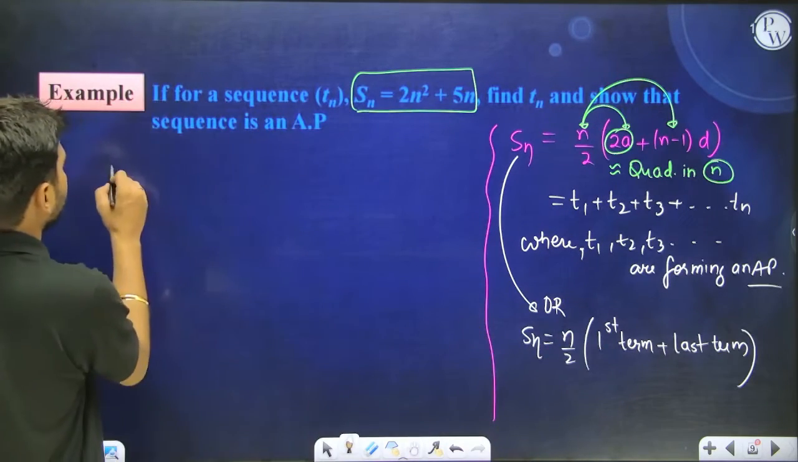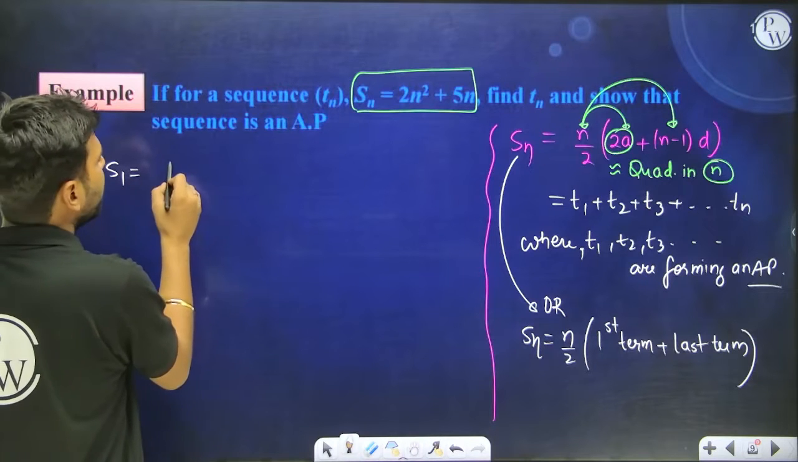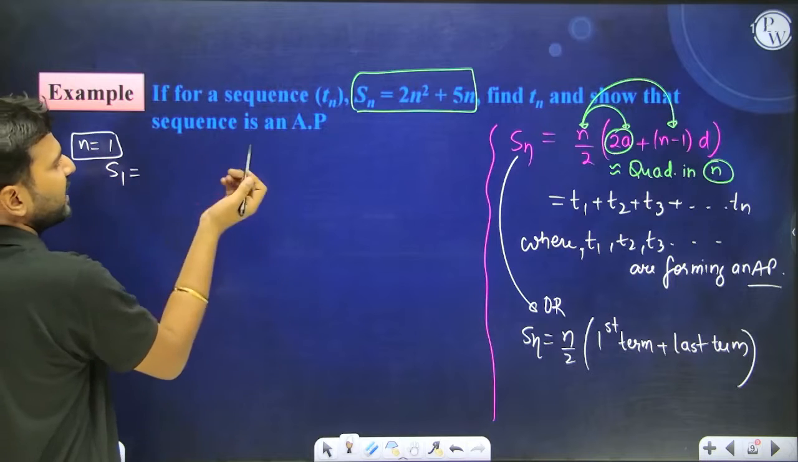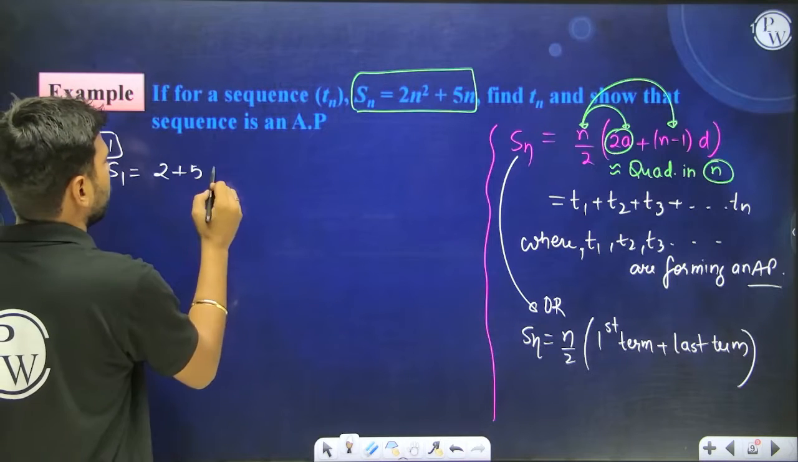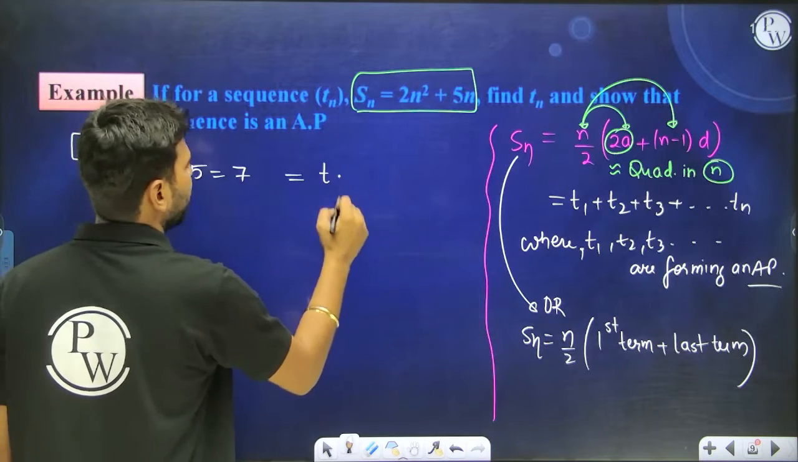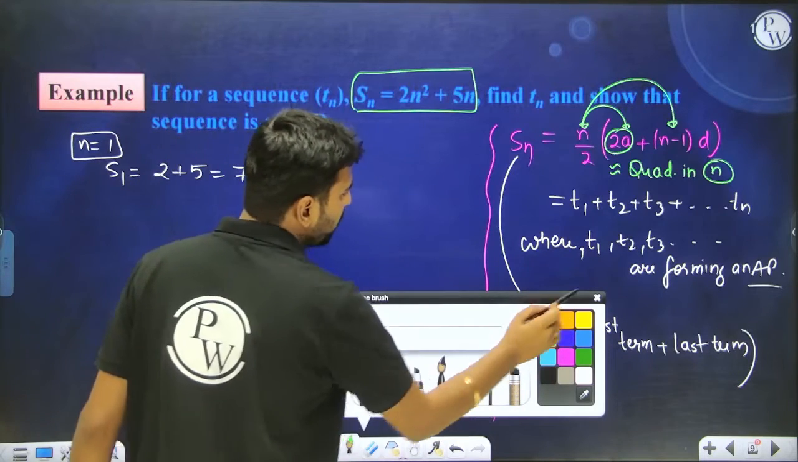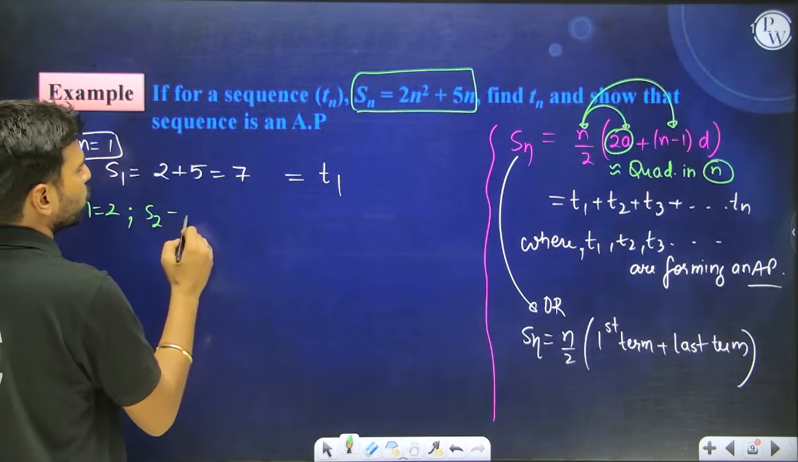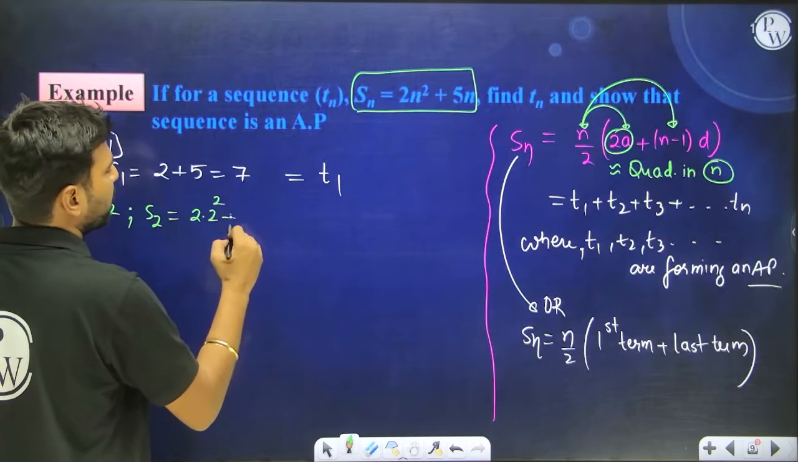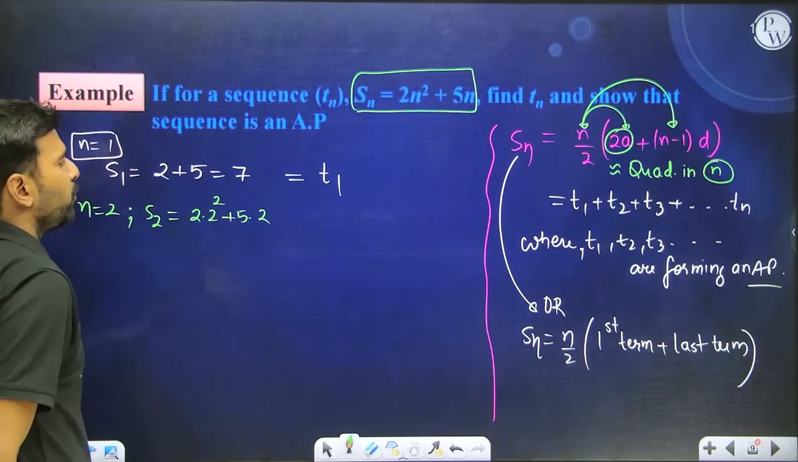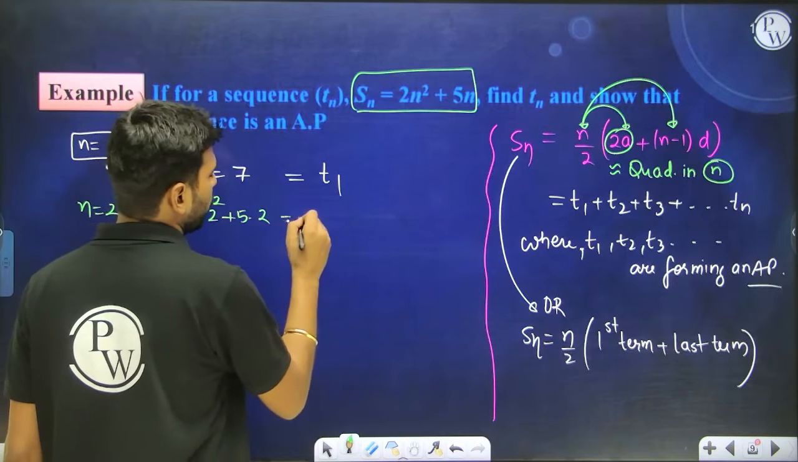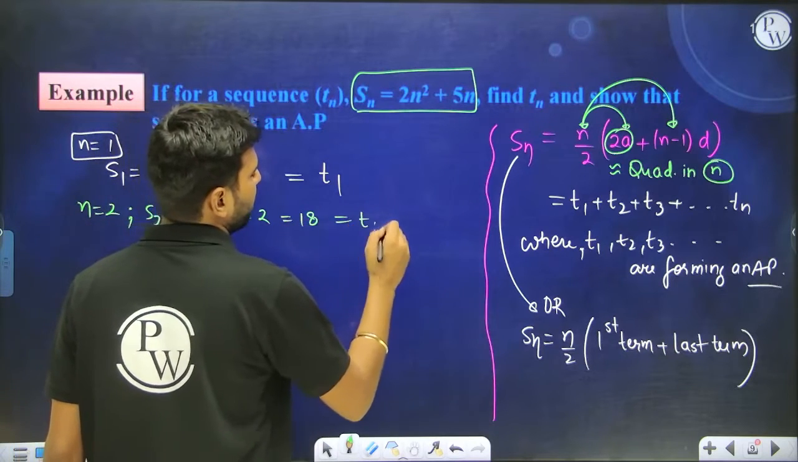Let me tell you, S1 is going to be what? S1 is going to be by putting n is equal to 1. The moment we put n is equal to 1 over here, we get S1 equal to 2 plus 5, that is equal to 7, and I hope you guys know that S1 is nothing but equal to T1 only. Okay, the moment we put n is equal to 2, we get the value of S2. S2's value is going to be 2 into 2 square plus 5 into 2, so that is 2 into 4, which is 8, 8 plus 10 is equal to 18, so this is going to be nothing but T1 plus T2.